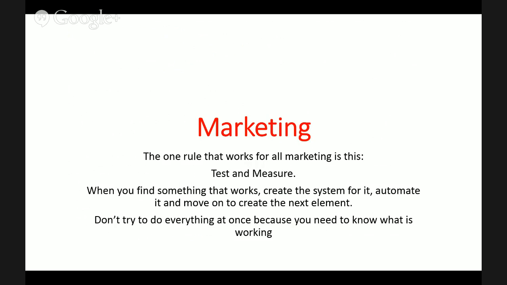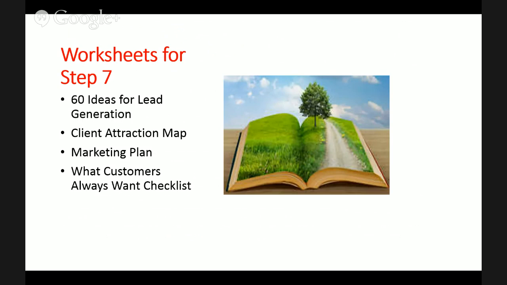All right. So in your program, there are 4 worksheets, step 7. There's a 60 ideas for lead generation, and I'll go over that. Client attraction map, your marketing plan, which is a Word document so that you can mark it up for yourself, and a what customers always want checklist.